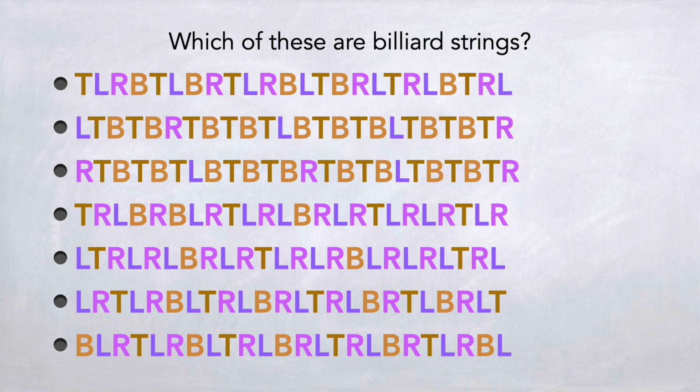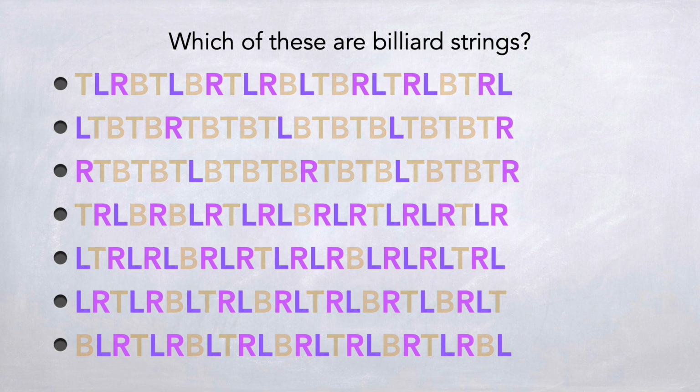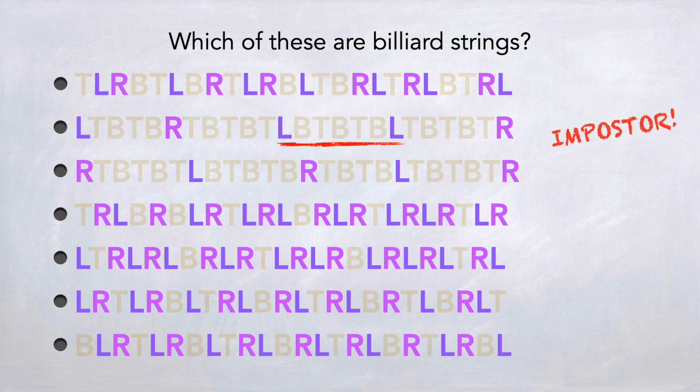We can now solve some of the tasks in our game. If we ignore all the T's and B's in our strings, we are looking for places where two L's occur without an R in between or two R's without an L in between. Among these 7 strings, this occurs only once, here in the second string. We now know that this string cannot come from a valid billiard.